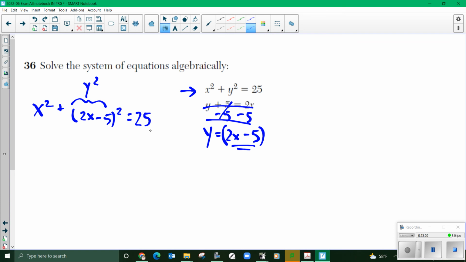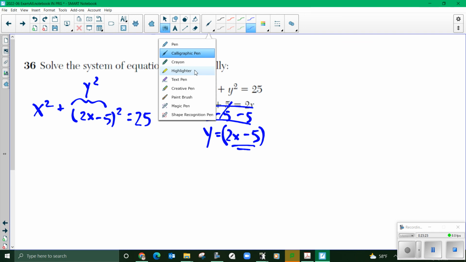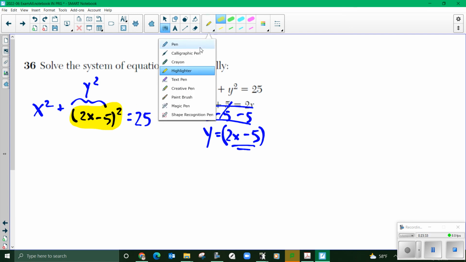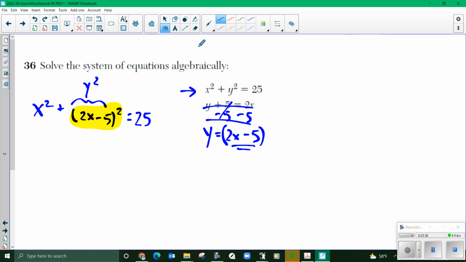Now I've got to FOIL this. And when I say FOIL, I mean you can do the box method of 2x minus 5 times 2x minus 5. I'm going to do the old school FOIL. So I've got x squared plus 4x squared minus 20x plus 25. This is what you're going to get if you do the box method. Equals, I still have this on the right side of my equation, 25.